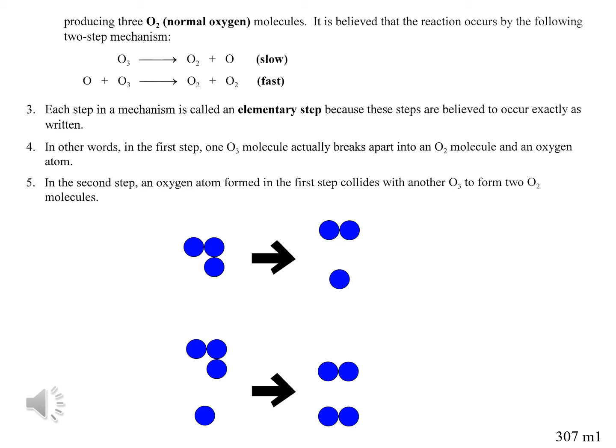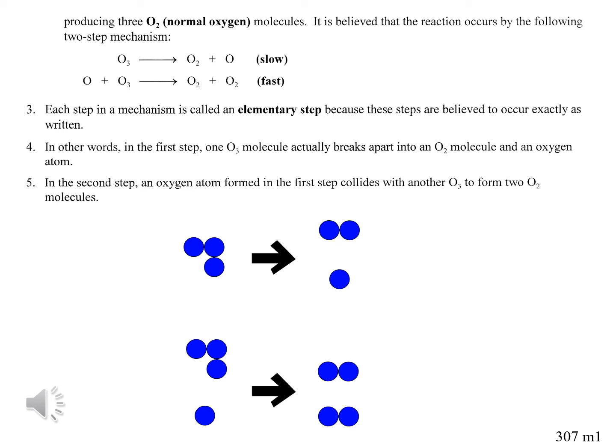Then the oxygen atom that forms, as you know, oxygen atoms are extremely reactive. You never find them by themselves in nature. They're always bonded to something. So as soon as that oxygen atom is formed, it'll react with another O3, and that's the bottom reaction in the blue balls. The oxygen atom pulls one of the oxygens off the O3 and forms 2 more O2s.